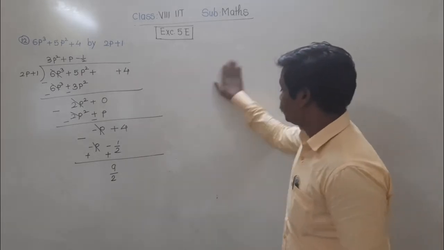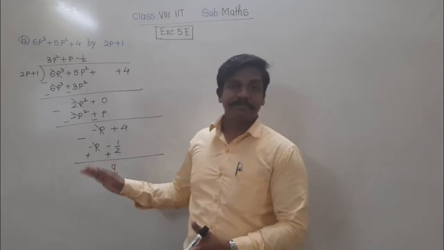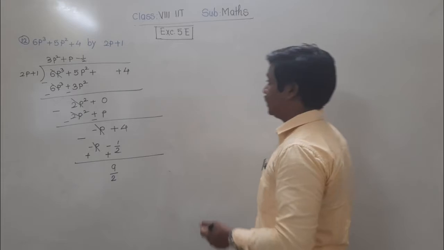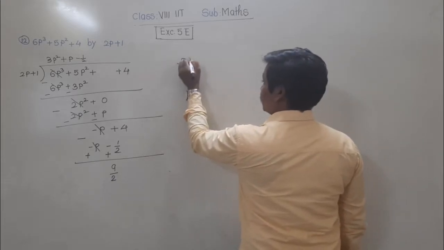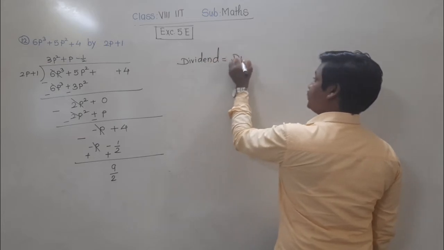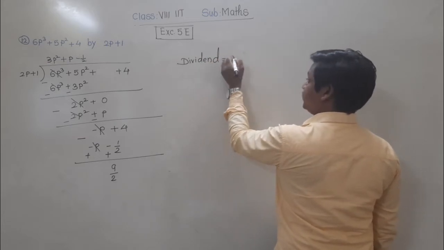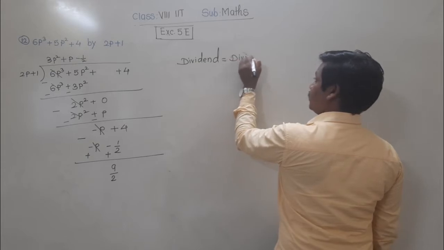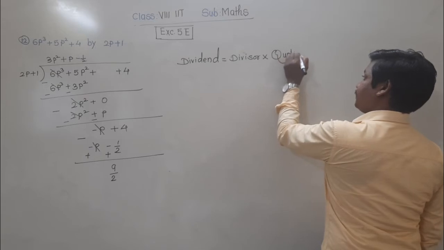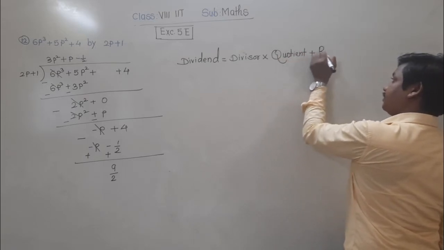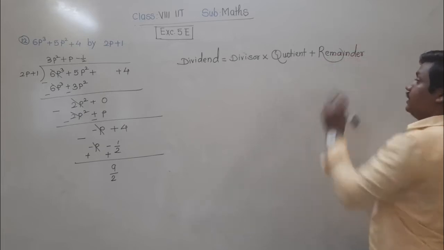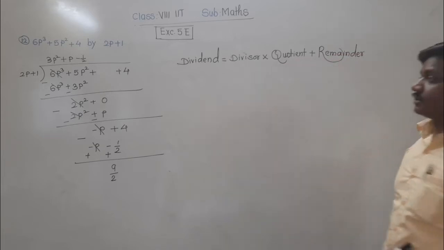Now, what we have to do? We have solved this. Now we have to check whether our answer is correct or wrong. For that, which relation do we use? Dividend is equal to divisor into quotient plus remainder. Divisor into quotient plus remainder.